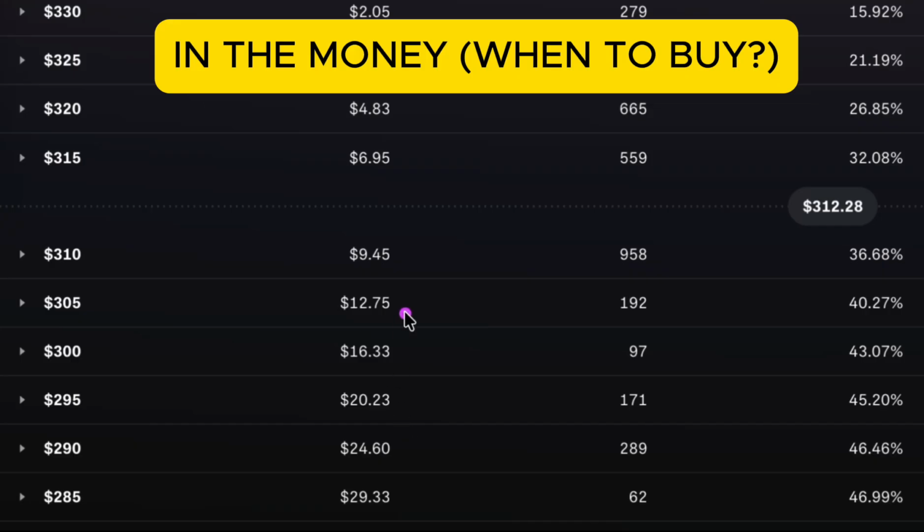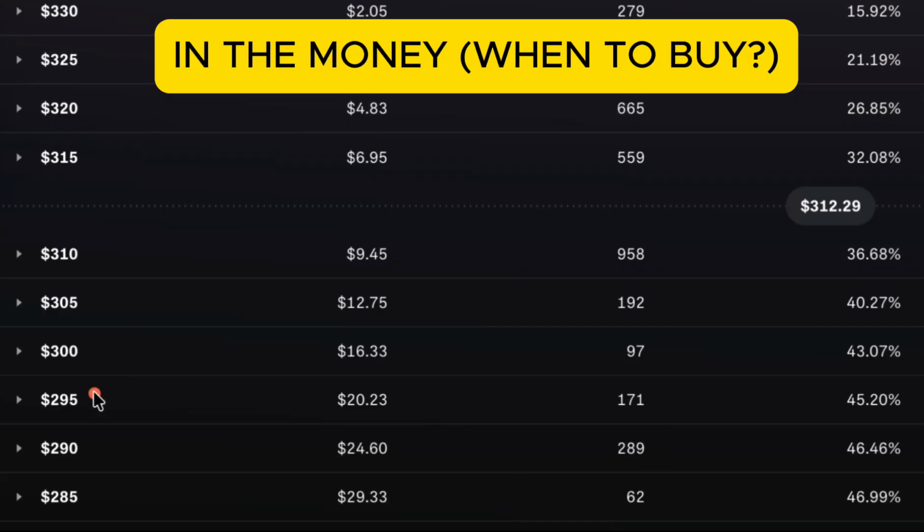If you look at in the money options, look at 305, which is at 12.75, so $1,275 per contract. And the probability of profit is 40%. And then if you go to 300, it's much more expensive. It's 1633, but the probability of profit also rises. So that's why you're paying more, because it's a higher probability of profit. And if you go to the 295 strike, the buying price is 20.23, which means close to $2,000 per contract. But that also means you have a higher probability of profit, 45%.